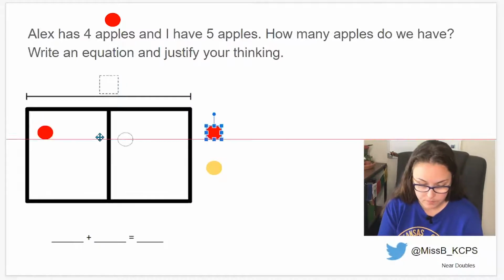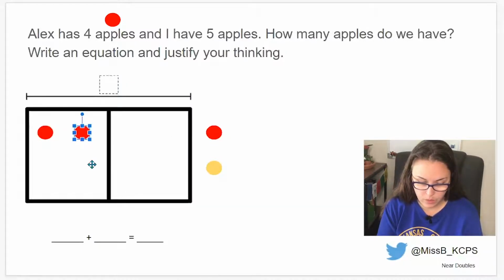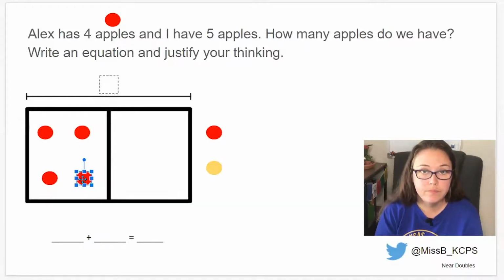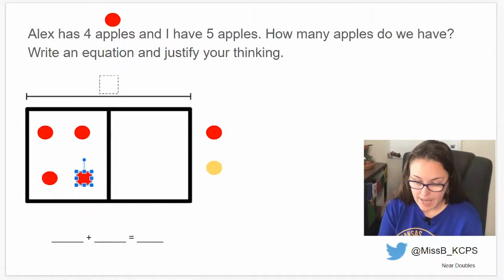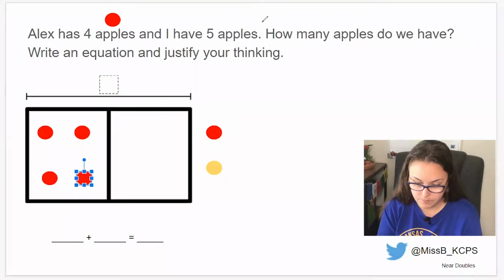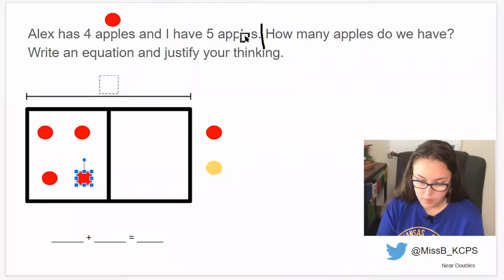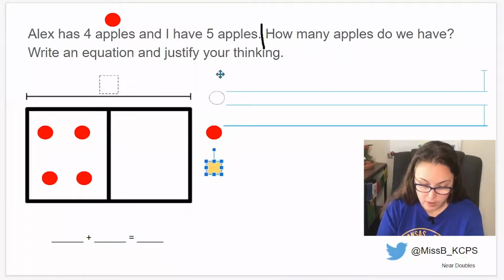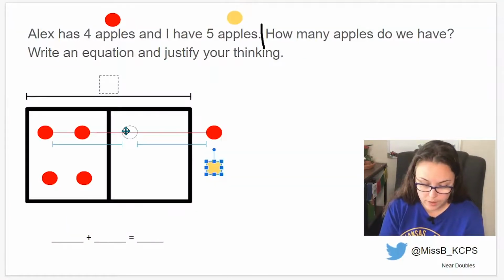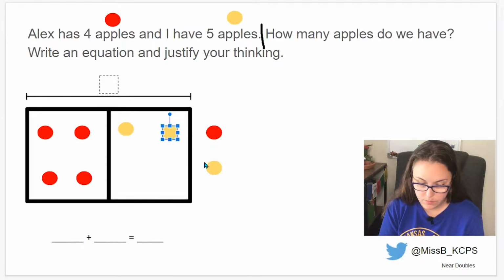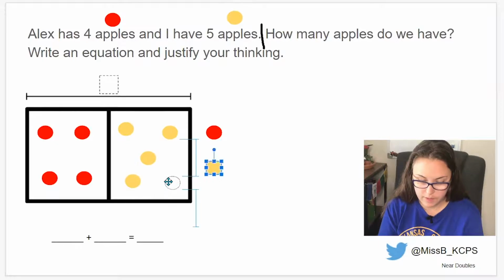So there's 1, 2, 3, and 4. Okay. Now the second part of that sentence says, I have 5 apples. So I'm going to model with the yellow counters how many apples I have. And then we'll count them. 1, 2, 3, 4, and 5.